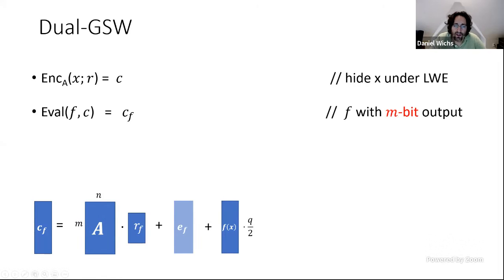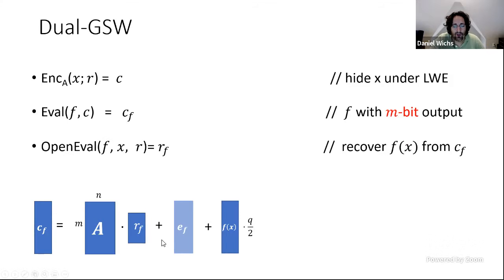And when you homomorphically evaluate the function f over encrypted data, you're going to get a ciphertext C sub f, which is a vector, and it has the following form. It's an LWE sample, A times R_f plus E_f, plus the function output f of x times q over 2. Essentially the homomorphic evaluation produces an LWE sample plus the function output. And the randomness of the LWE sample is R_f and E_f somehow depend on everything, on X and R and everything that went into this computation.